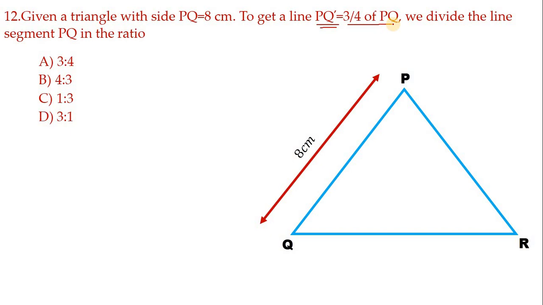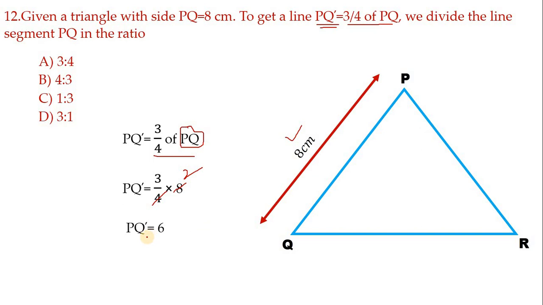So for that, first let me find the PQ dash length, children. PQ dash is 3 by 4 of PQ. The PQ value is given, that is 8 cm. Hence in that place write 8 and simplify. 4 ones are 4 and 4 twos are 8. So 3 twos are 6. So PQ dash is 6. Hence let me take Q dash on the PQ line. Now this length PQ dash is 6 centimeters.